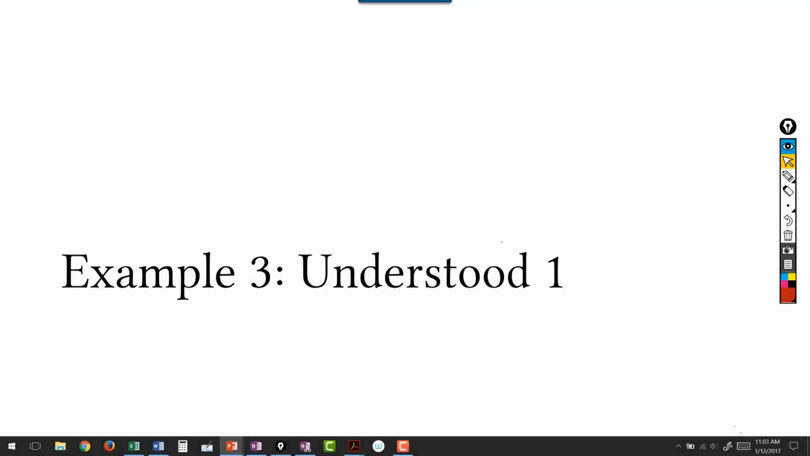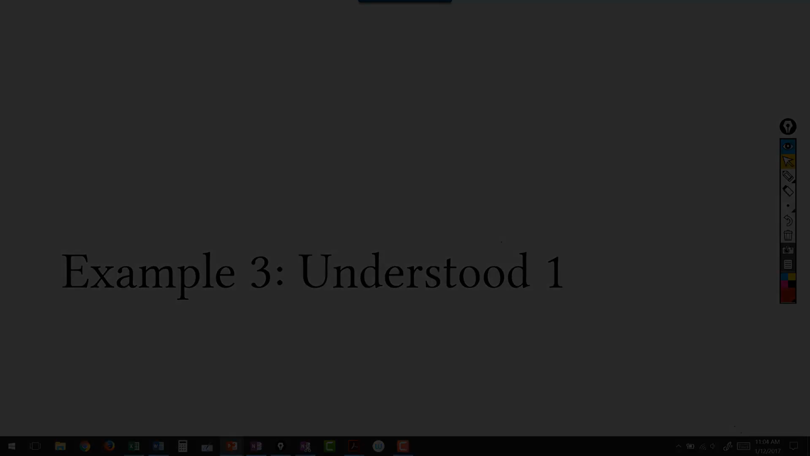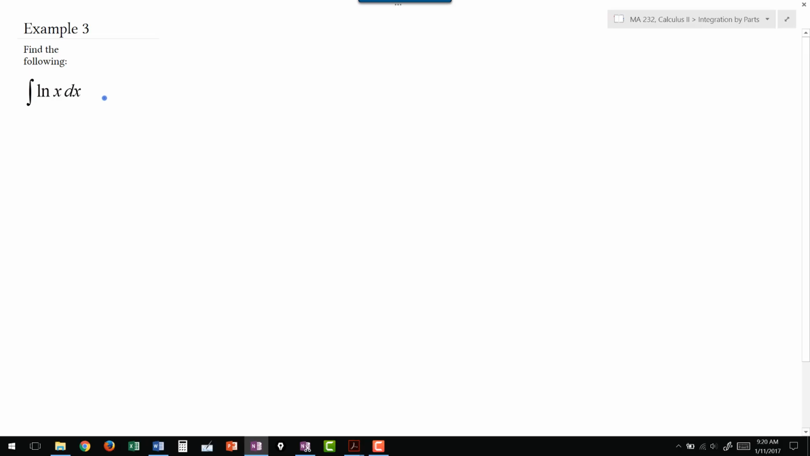A third example is one that's kind of a tricky application of the parts formula, where we have to recognize that one of the parts of the integral is an understood one. Our next example is to find the antiderivative for the natural log function. This is an interesting example because it's kind of a clever application of the integration by parts formula, and it's for a function we don't already know how to integrate.